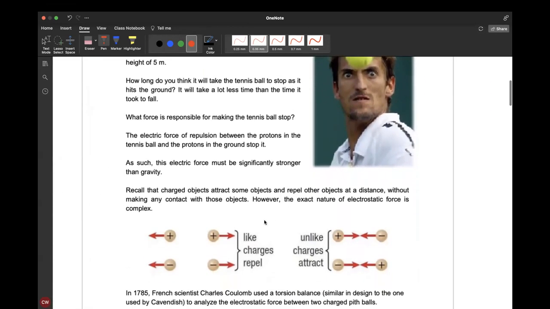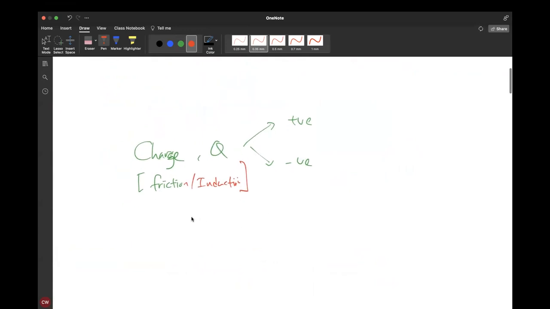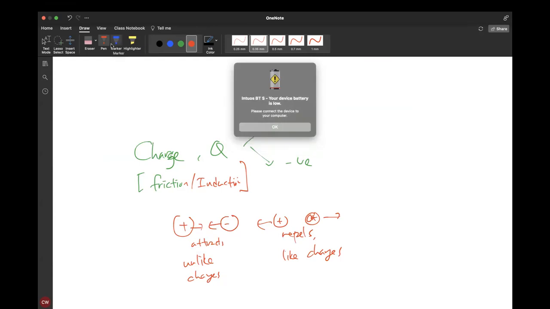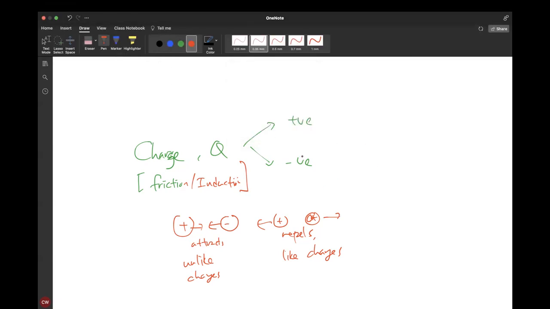So this one basically will tell you that if you put two charges together, they either attract or repel. Unlike charges attract. Like charges repel. Same charge repel, not the same, we attract, as well. The three laws, this one.